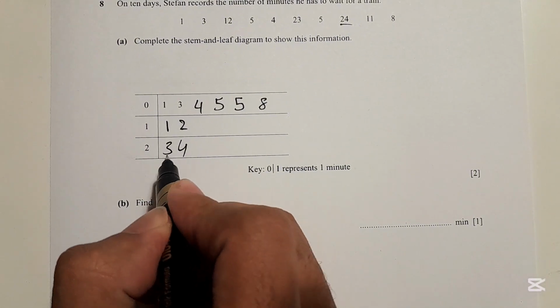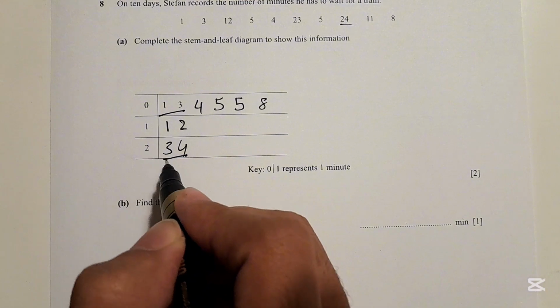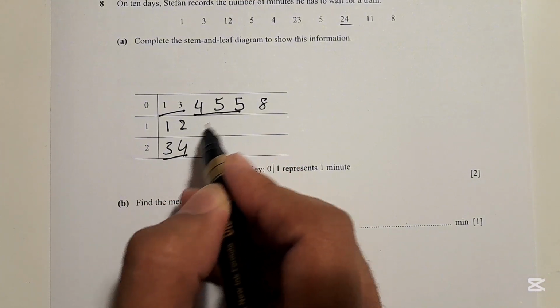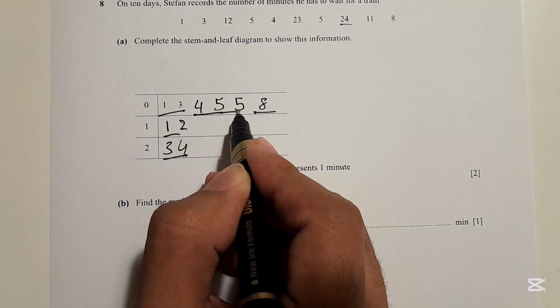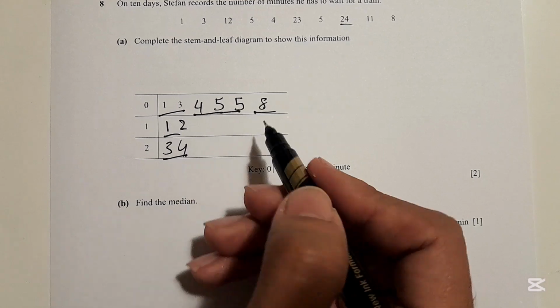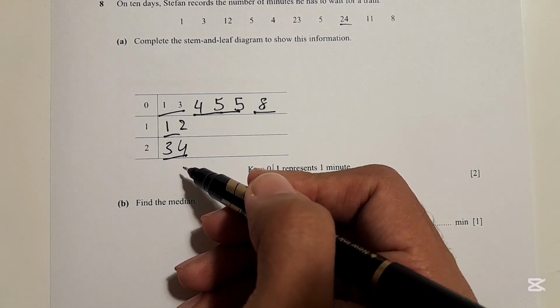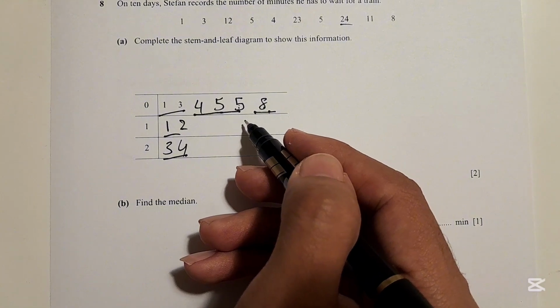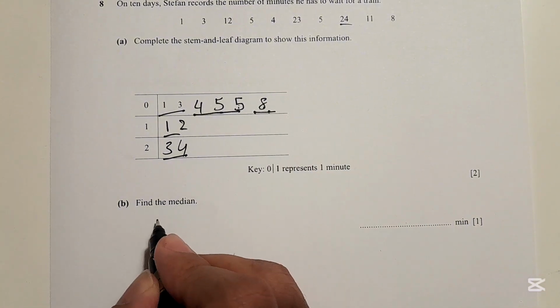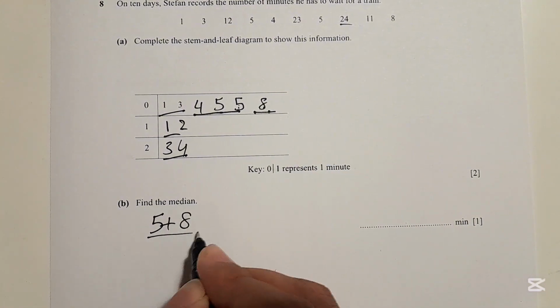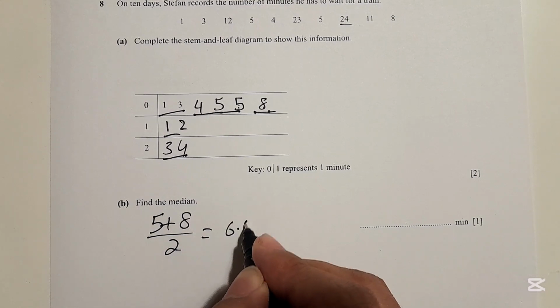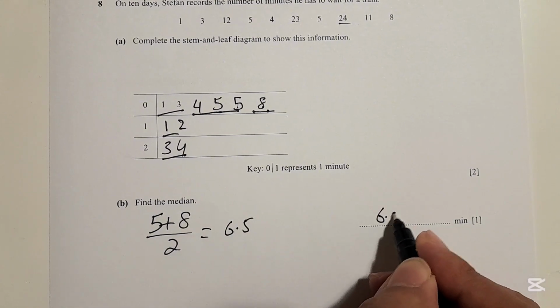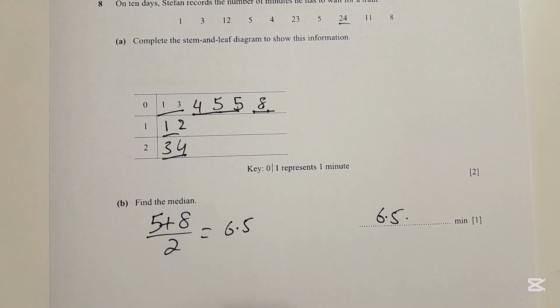So what we will do is first cancel these two numbers and these two numbers. Then we will cancel 3 numbers from here and 3 numbers from here. So between 5 and 8 will be the answer. The midpoint is not 7, it is 6 and a half, because 5 plus 8 is 13, and 13 divided by 2 is 6 and a half. So 6 and a half is the final answer for part B of question 8.